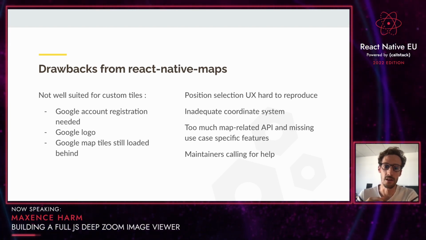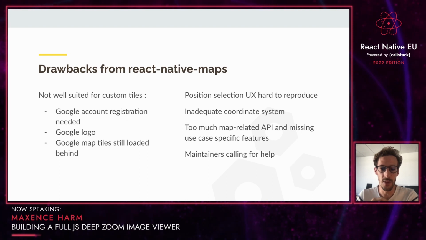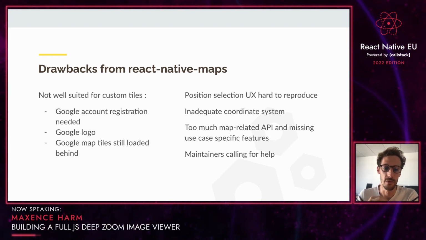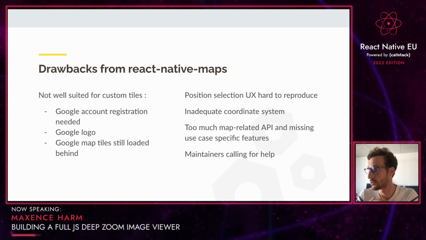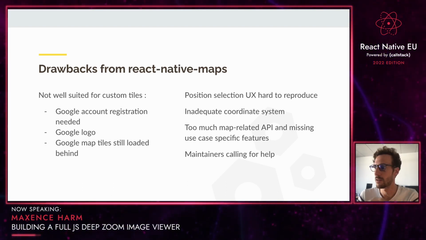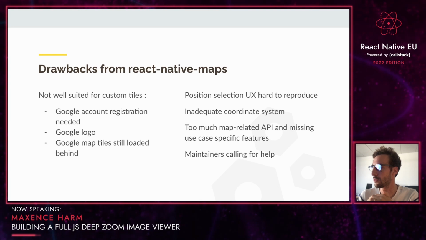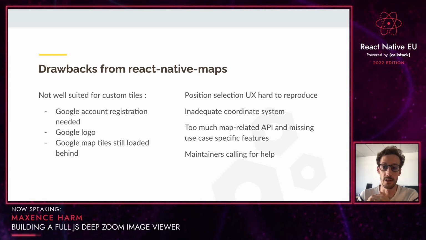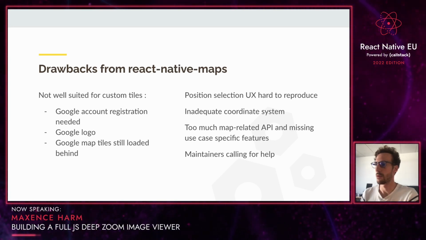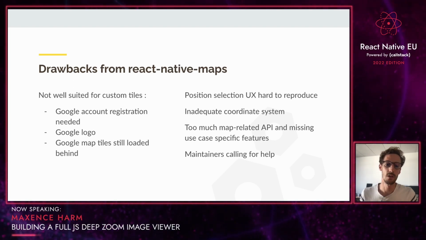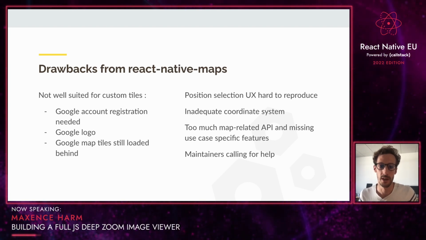And finally, the maintainers were not having the time to address issues, and that did not play in favor of us choosing the library. Since then, it has changed, and some people are actively working to maintain it, and it's still a great library, but we just thought that it was not perfect for our use case. So all of this led us to the decision to move away from React Native Maps.